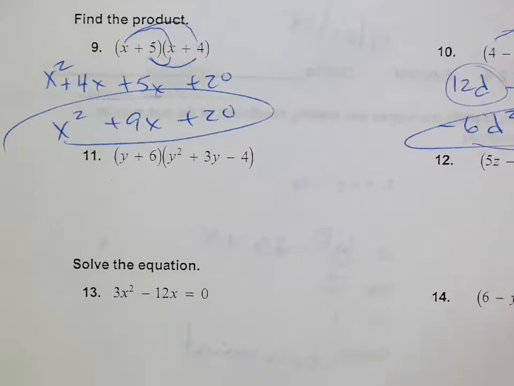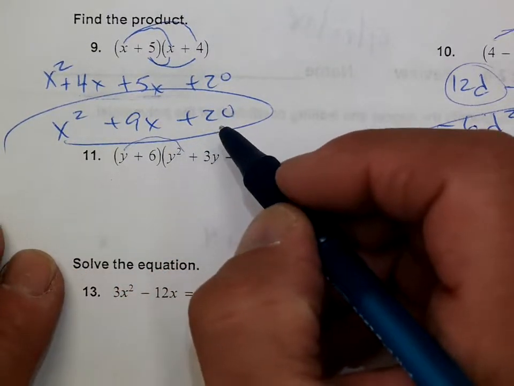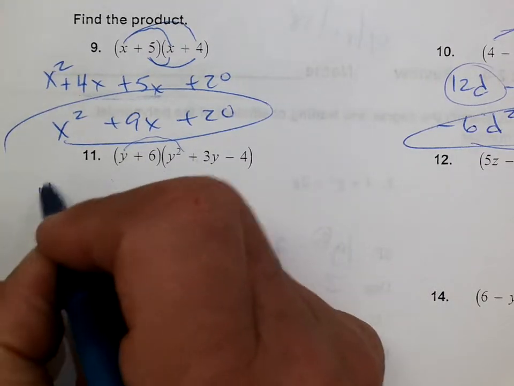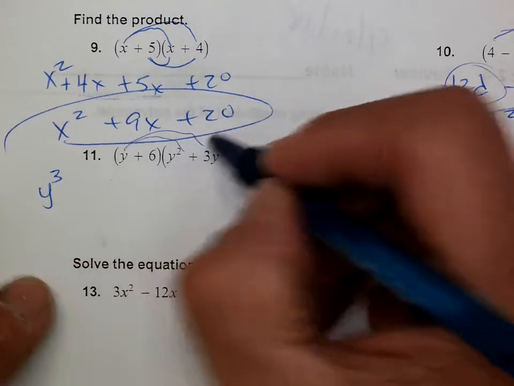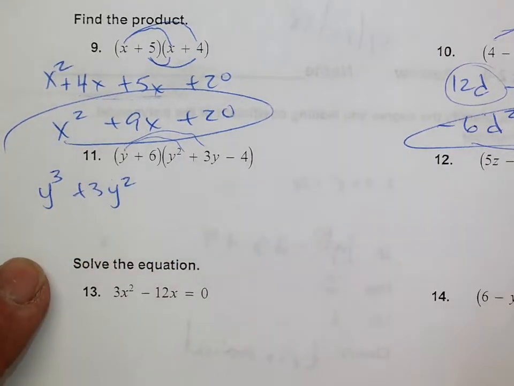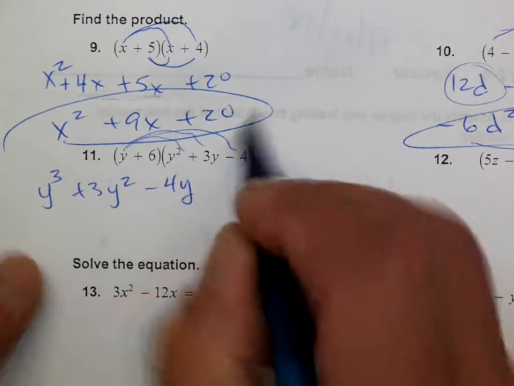Okay. 11 is just a bigger FOIL. That's all. It's just a bigger FOIL. So we're going to go y times y squared is y cubed. Y times a 3y is a positive 3y squared. Y times a negative 4 is a negative 4y.